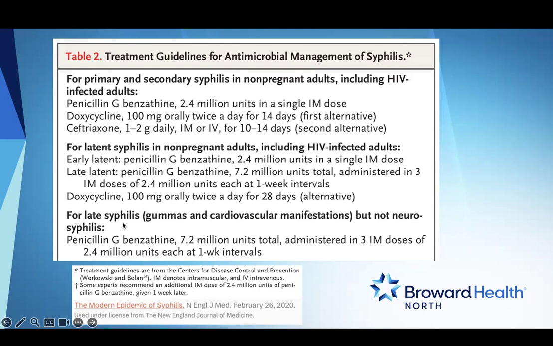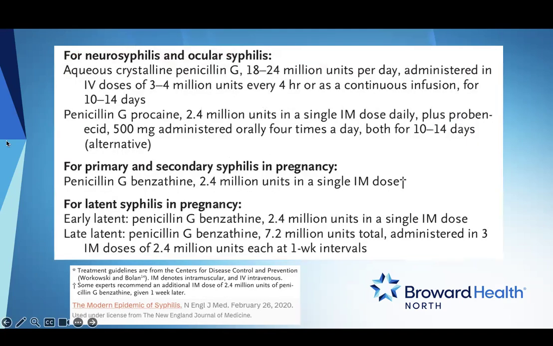And like we said, here is the 3 weeks for late syphilis with manifestations, however not neurosyphilis. For neurosyphilis it is different. For neurosyphilis with ocular syphilis, what I found is that you use aqueous crystalline penicillin G. The dose is much higher, 18 to 24 million units. You administer IV doses every 4 hours, or as a continuous infusion, in the inpatient setting of course, for 10 to 14 days.